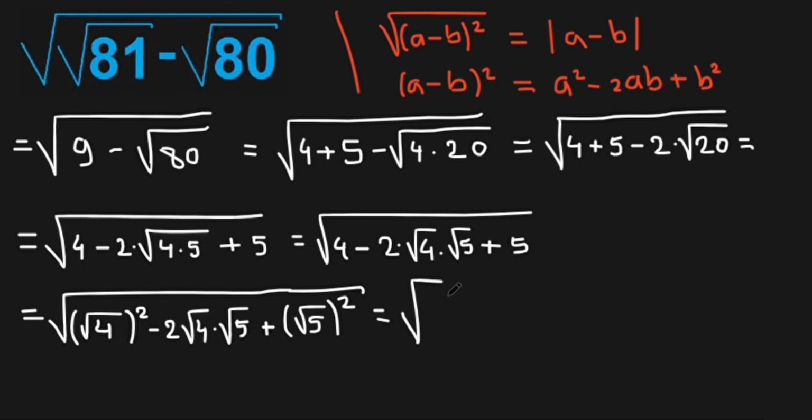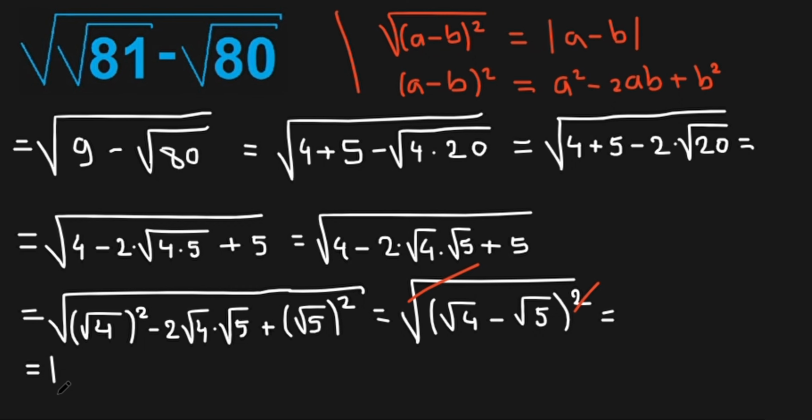Now, here we have our formula (a minus b) squared that we wrote before. In this case, a is square root of 4 and b is square root of 5. So we have square root of (square root of 4 minus square root of 5) to the power of 2.